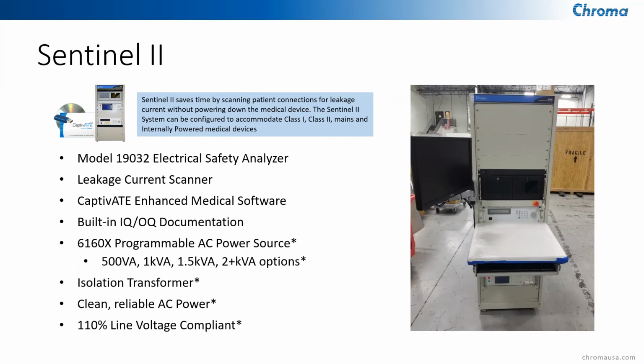So we have AC power source options anywhere from 500 VA to 2 kVA in-house. Then we'll also include an isolation transformer, since one of the stipulations of 60601 is that there needs to be fully 100% isolated power provided. You'll be provided with clean and reliable power, as well as the 110% line voltage compliant per 60601.